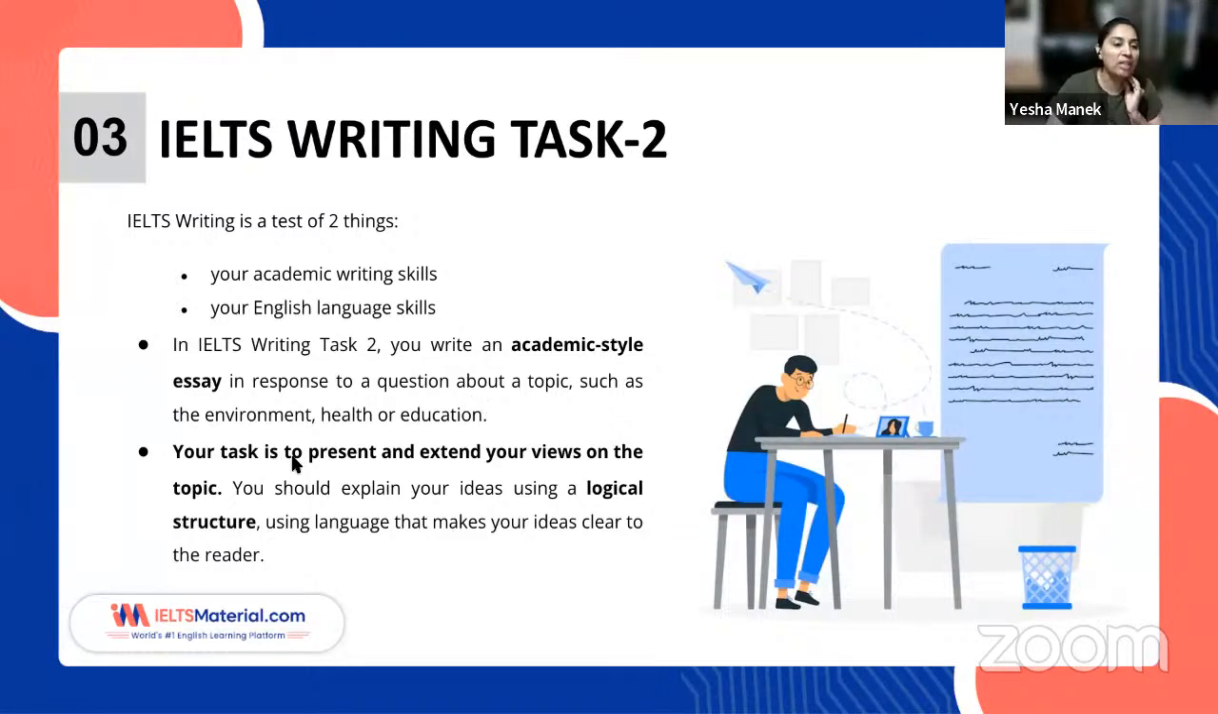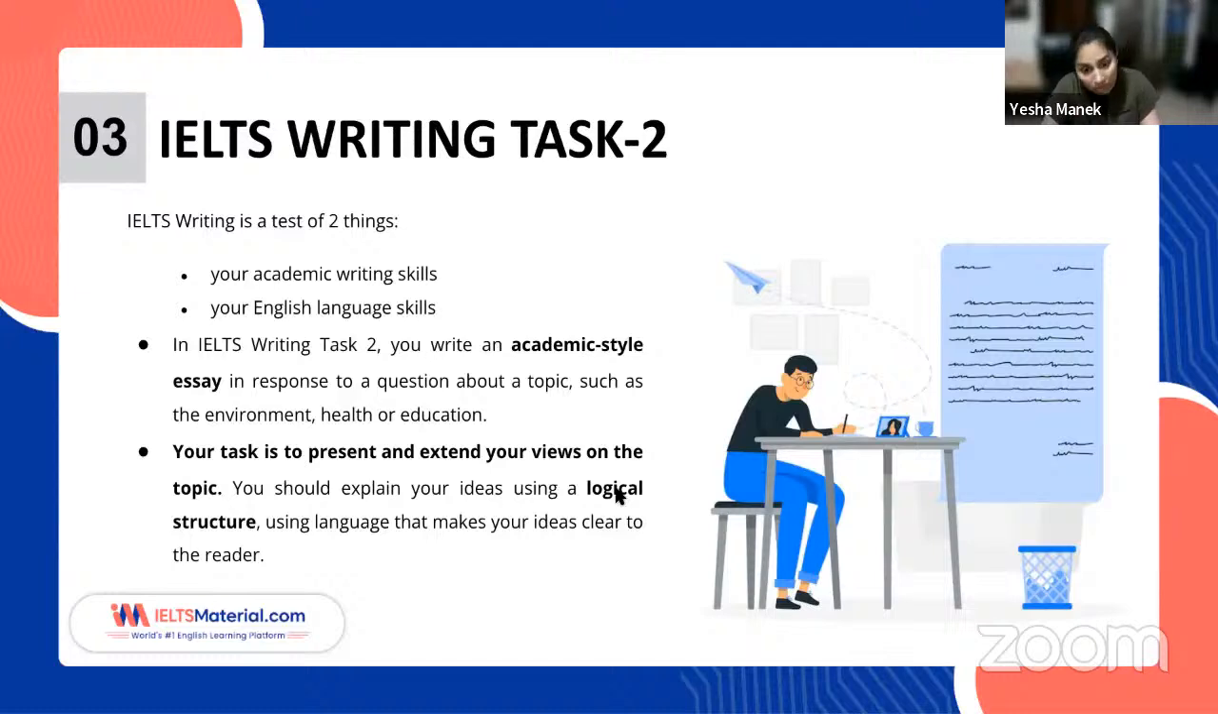Okay. Next, your task is to present and extend your views on the topic. You should explain your ideas using a logical structure. For example, you start with the main topic. In case there is one more thing to be added, you say in addition to this, in fact, or the fact is that, or the supporting fact is that, you give a supporting detail. To substantiate this means to give an elaborate example. And finally, hence, therefore, and thus, you write the answer to an extent, showing the conclusion of that particular paragraph. So this is the way you show your academic style.